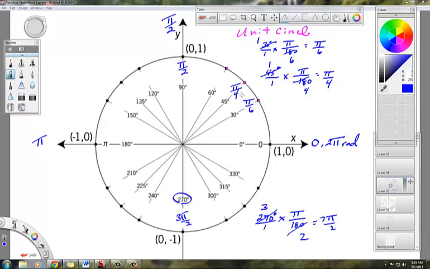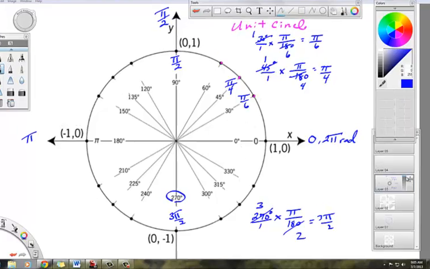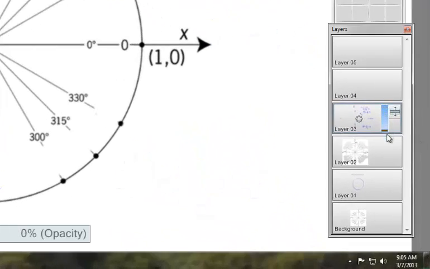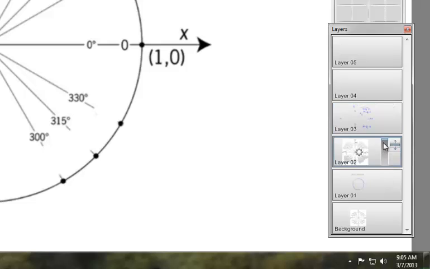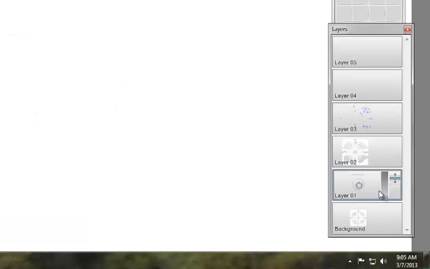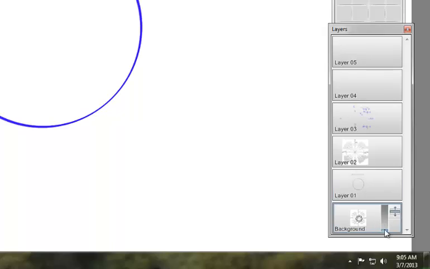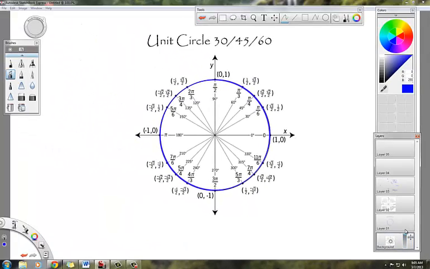Welcome back. I hope you did hit the pause button and finish this. And if you did, here's what the answers look like. I'm going to fade this out, and I'm going to fade that one out. Turn this one back on. Your answers should look like this. Pi over 6, pi over 4, pi over 3, pi over 2, 2 pi over 3, 3 pi over 4, 5 pi over 6. I'm not going to read the rest of these. You can read it yourself.